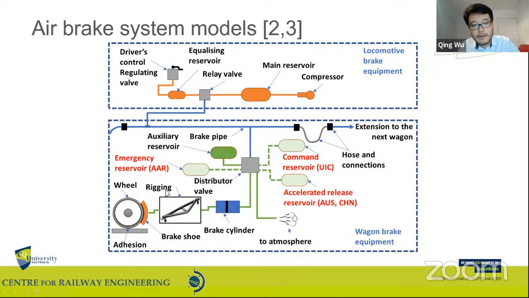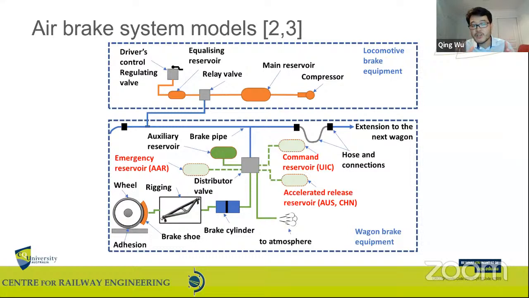Down to the mechanical system, like the rigging, the wheel, brake shoe, and friction. The brake rigging is just a mechanical transfer system, which transfers the force from the brake cylinder to the brake shoes, and can be basically simulated by using a transfer factor. Oftentimes there is a transfer factor of, say, 8 or 6. You just need to multiply the force output from the brake cylinder by 8 or 6, then that will be converted to the brake shoe contact force on the wheel.